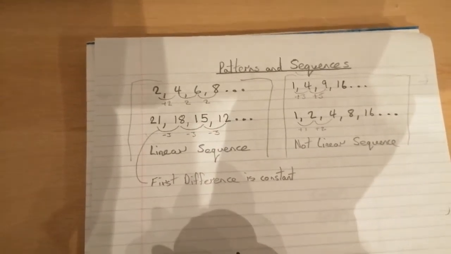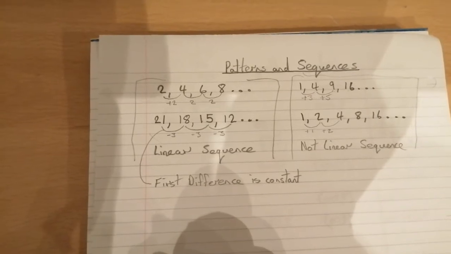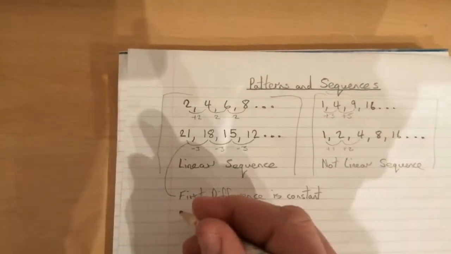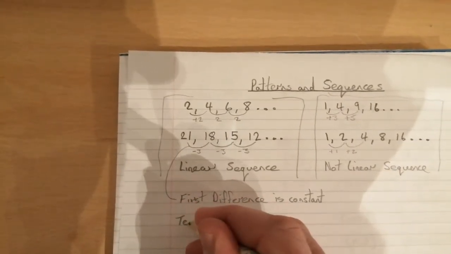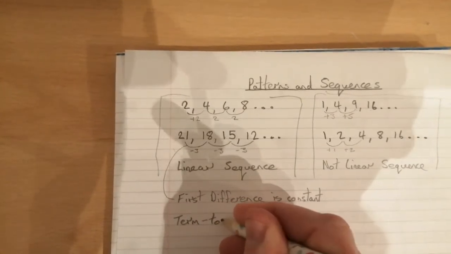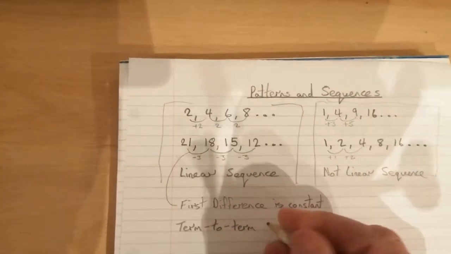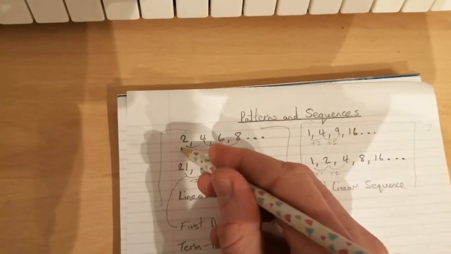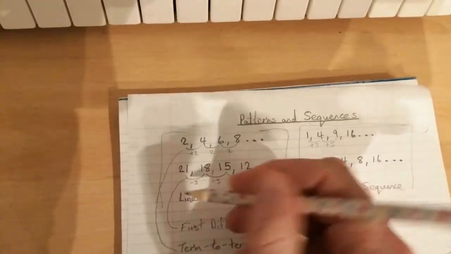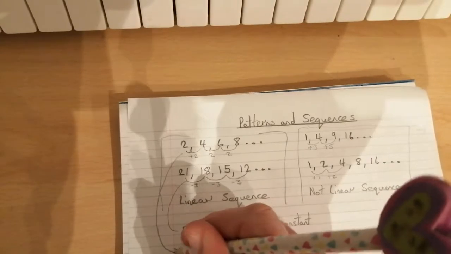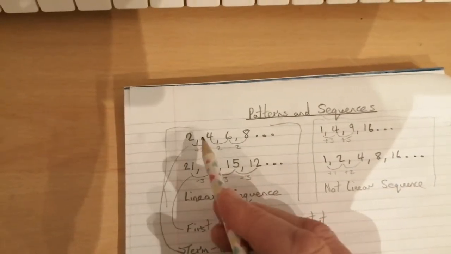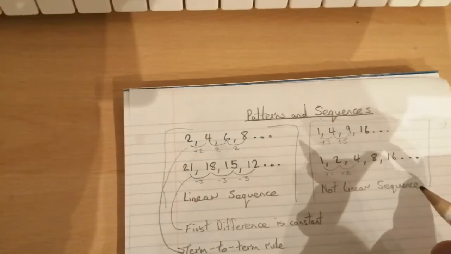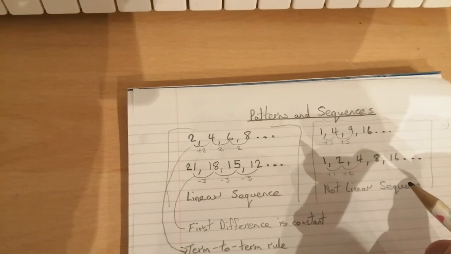Okay, the next thing is sometimes we want to be able to describe how you get from one term to the next in a sequence, okay? And we have what's known as a term-to-term rule. And in this case, let's go for the term-to-term rule for this one. We could say that to get from this term, the first term in the sequence, to the second term, what do we have to do? What's the rule? It's just add 2, isn't it?